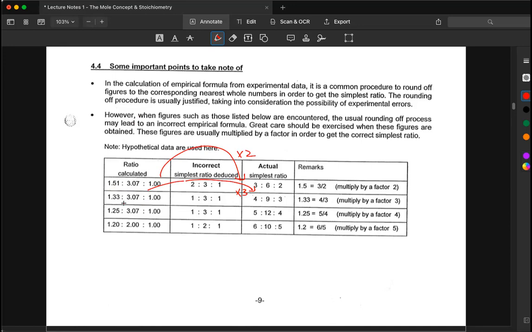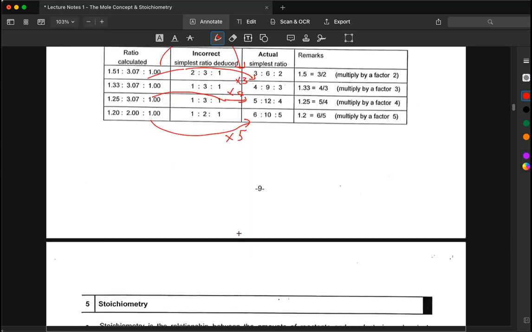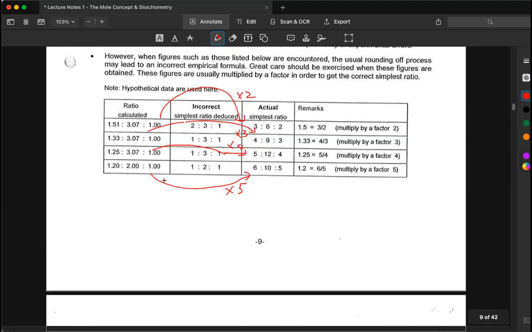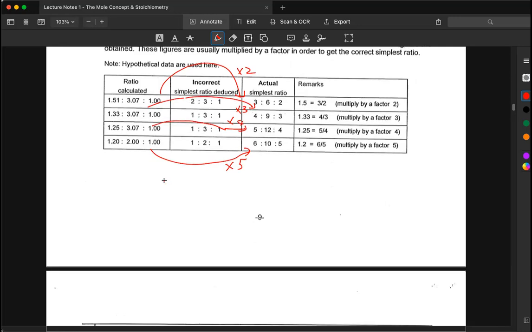You take the smallest, or you can just divide by the smallest number also can. For example, another way is just divide by the middle one, but I think it's easier just to know the factor. Yeah, then this one is times 4. Then this one is times 5. Yeah, just be careful of that. Okay? So at A level, you'll be exposed to a bit more different ratio compared to the O-level questions. O-level questions tend to be more straightforward.